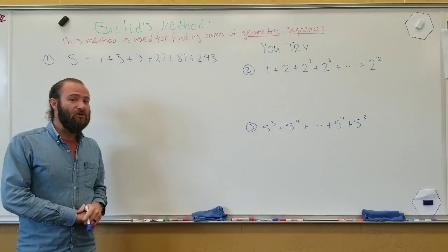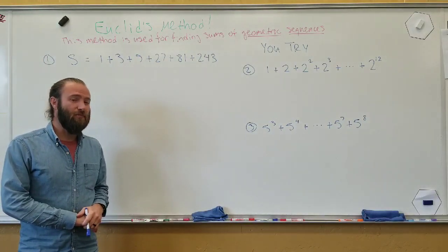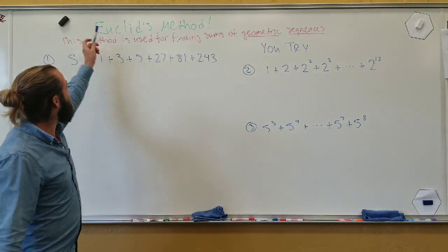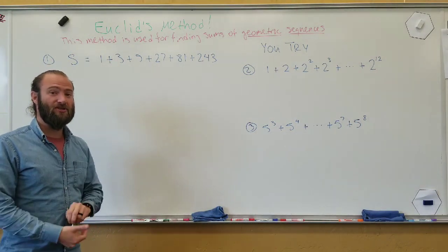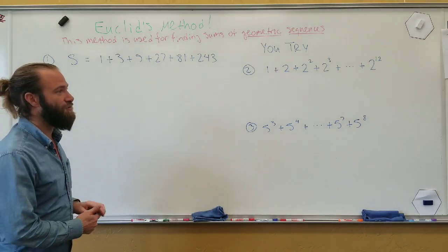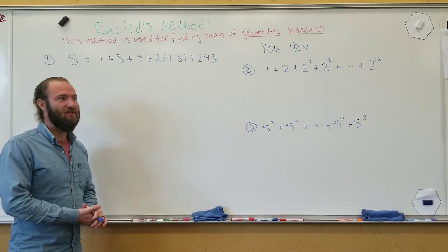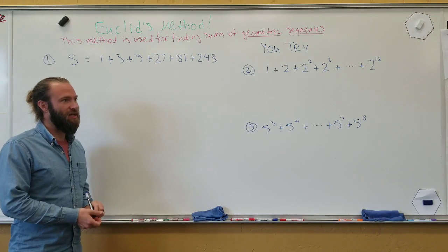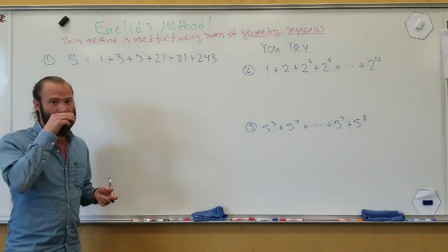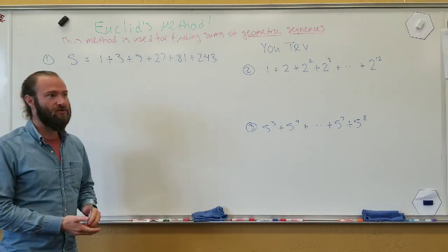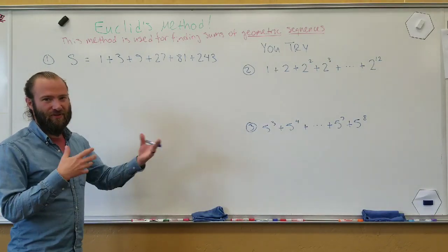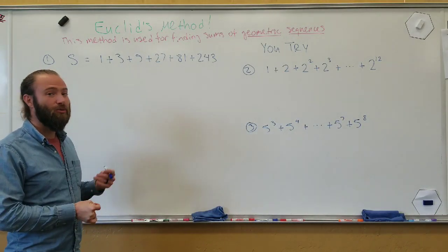Now let's move into how we deal with sums of geometric sequences. This method is named after another famous mathematician, Euclid of Alexandria. He was Greek, and we don't really know that much about his life. It's said that he lived about 300 BC, so this is way before the time of Gauss. We just like to name things after people, but I'm sure that people knew about these methods.